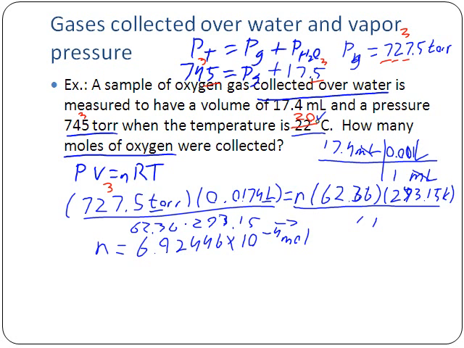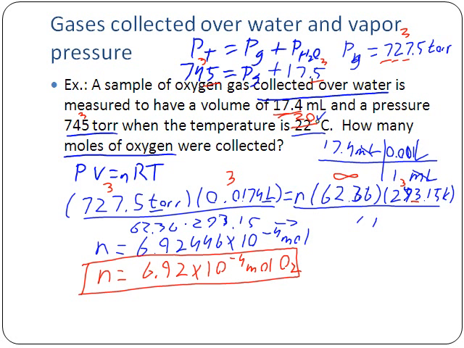Our volume is 17.4, which just has 3 significant figures. Our 62.36 is exact. For 293.15, we had a temperature that was rounded to the ones place, so this should be rounded to the ones place as well, so it has 3. And so that means our final answer should have 3 sig figs. And so our final answer here, the number of moles, is going to be 6.92 times 10 to the negative fourth moles of oxygen gas. And so that is how you go about figuring that out. All right, so that's how you do that.